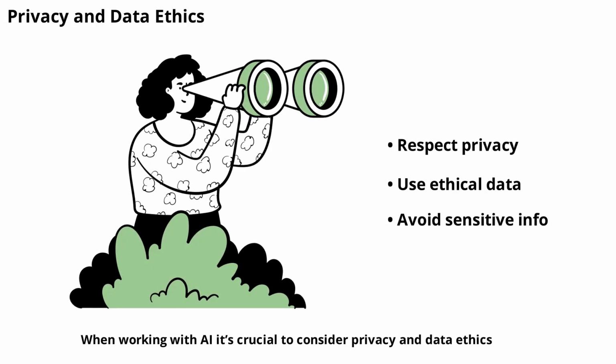When working with AI, it's crucial to consider privacy and data ethics. Always use data that you have permission to use, and respect the privacy of individuals in your datasets. Avoid using sensitive or personal information without consent. Ethical AI development ensures that your projects are safe, fair, and respectful of others. This is especially important as AI becomes more integrated into our daily lives.